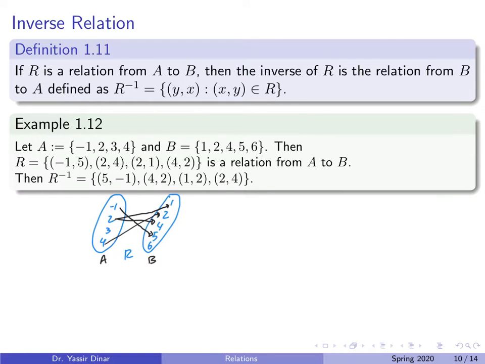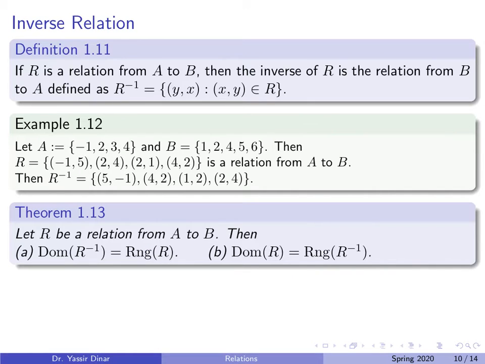Note that if this is an arrow diagram for my relation R, then the arrow diagram of the inverse relation will be obtained simply by flipping all the arrows in this diagram. So the arrow diagram for the inverse relation will be like this one. So I put B and A and just flip the arrows. The discussion we have about the arrow diagram for a relation R and of its inverse leads to this theorem.